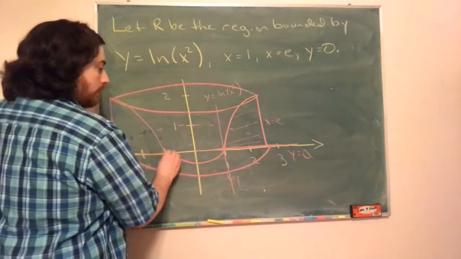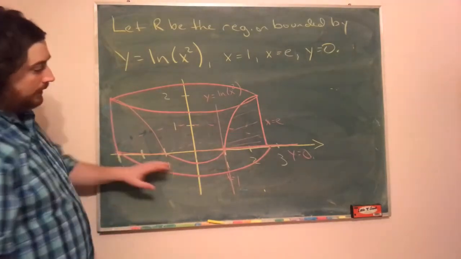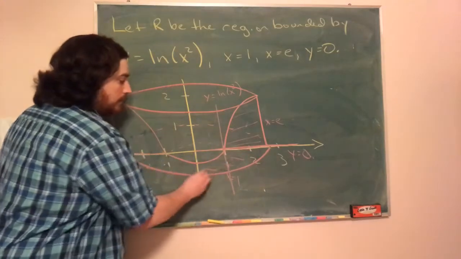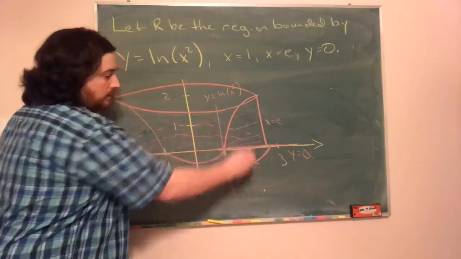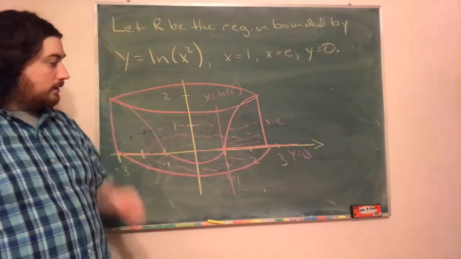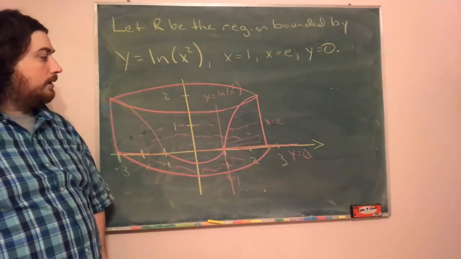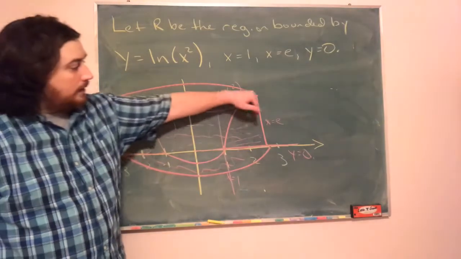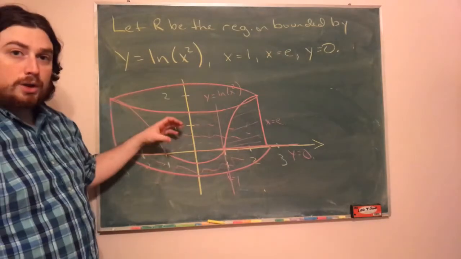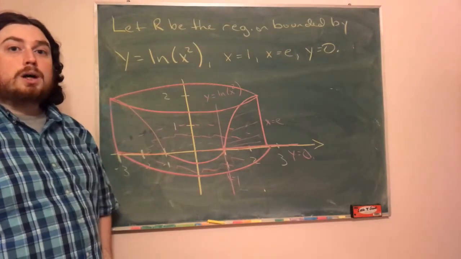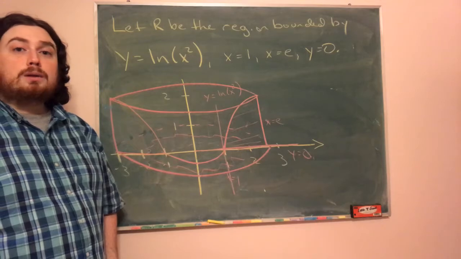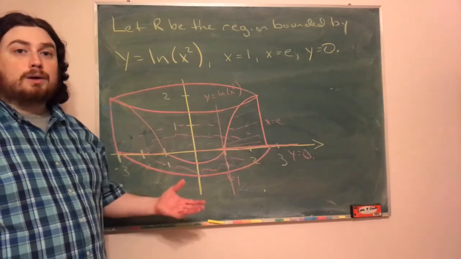What we end up with is an outer shell with an inner shell cut out. So we're going to end up with an outer cylinder with a portion cut out. That's what our object is going to look like. What we need to do now is find the total volume.